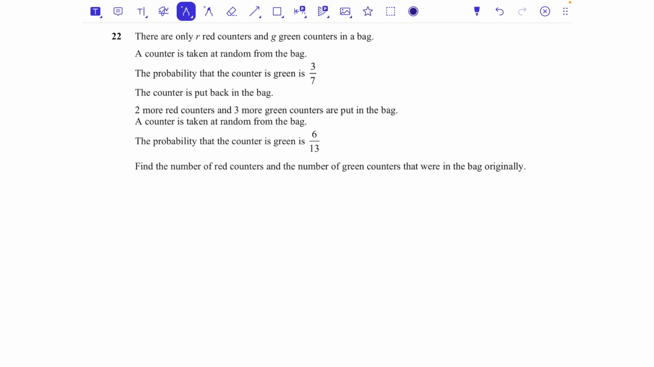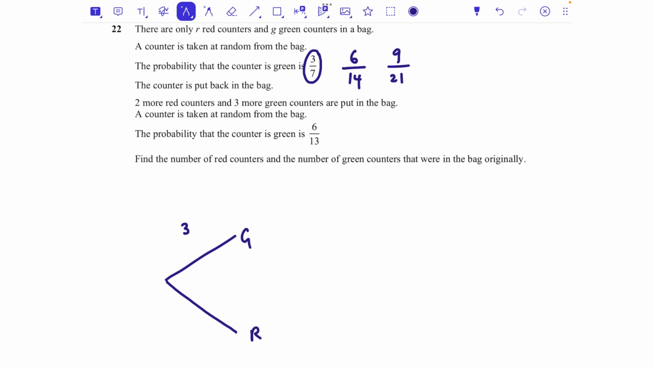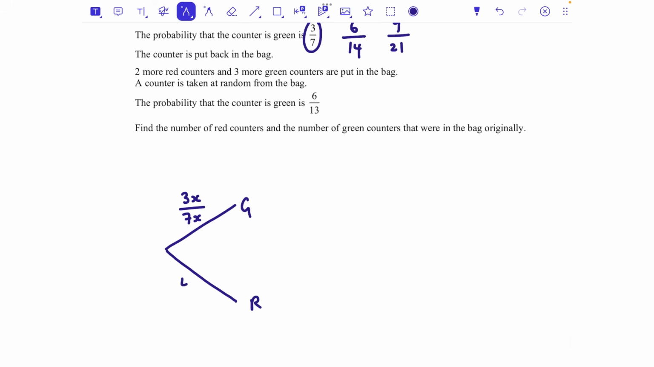Okay, so this is feeling like a tree diagram. There's only red and green in the bag. The first pick is going to be 3x over 7x. I don't know how many counters are in the bag. I know this is the probability, but that could have been 6 counters out of 14. It could have been 9 counters out of 21. We know that the fraction is correct, but we don't know what it's been simplified down from. So I'm going to call it 3x over 7x. And therefore, the probability of red would be 4x over 7x.